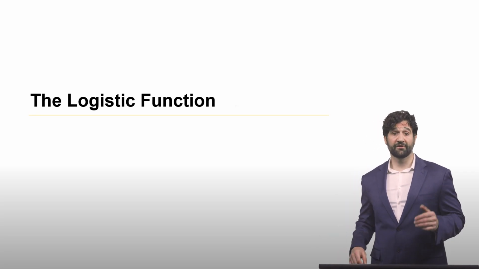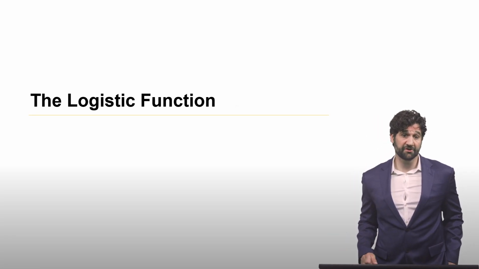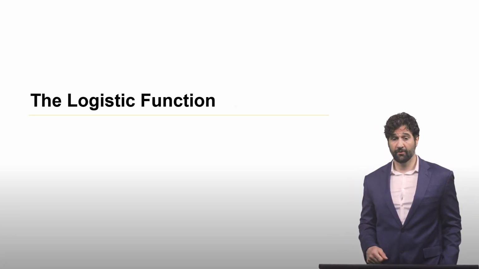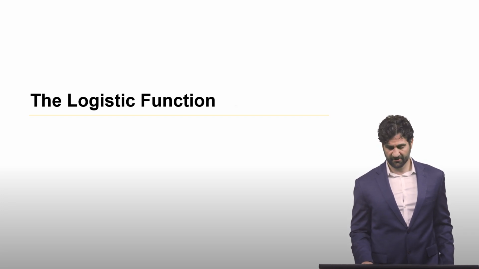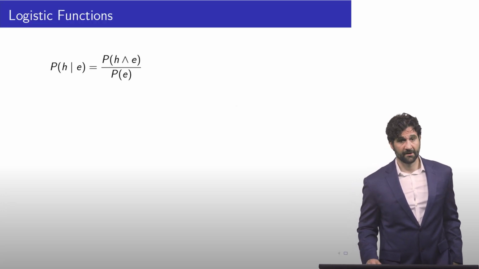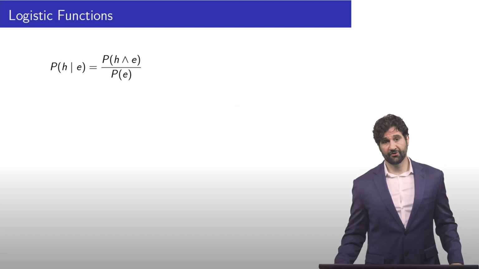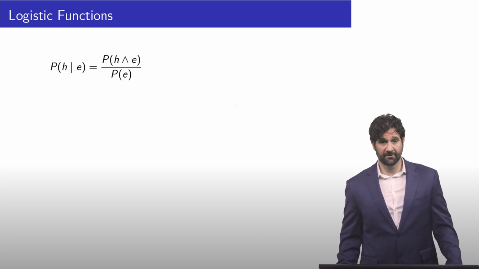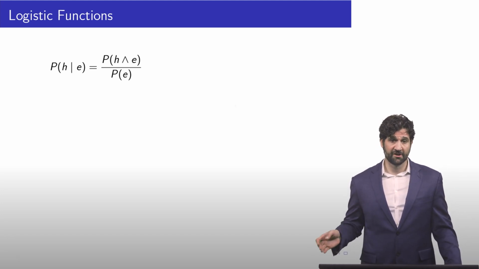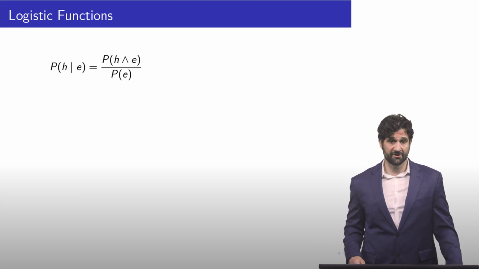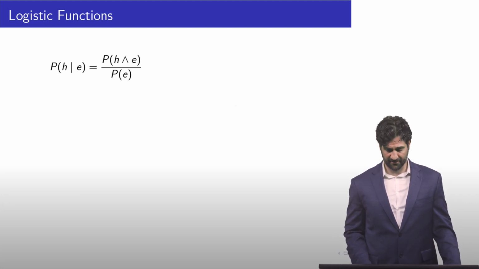Welcome back. In this lecture we will discuss the logistic function as a way to represent conditional probabilities. So let's go back to our definition of a conditional probability. We have the probability of H given some evidence equals the conjunction divided by the prior of the evidence.